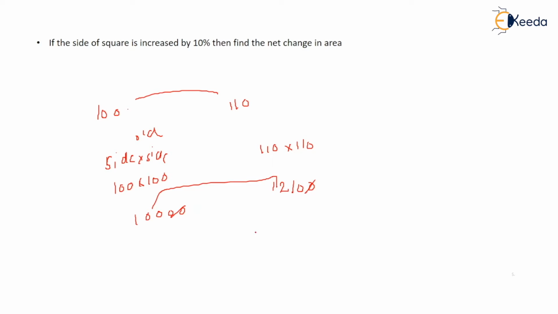So there is a change of 21 and 21, right? 100 to 121. So there is a change of 21, and on what number did it change? On 100. So 21 by 100, this is equivalent to what? It is equivalent to 0.21. Now you have to change it into percentage, so you will multiply by 100. This comes out to be 21%. So 21% is the net change in the value.